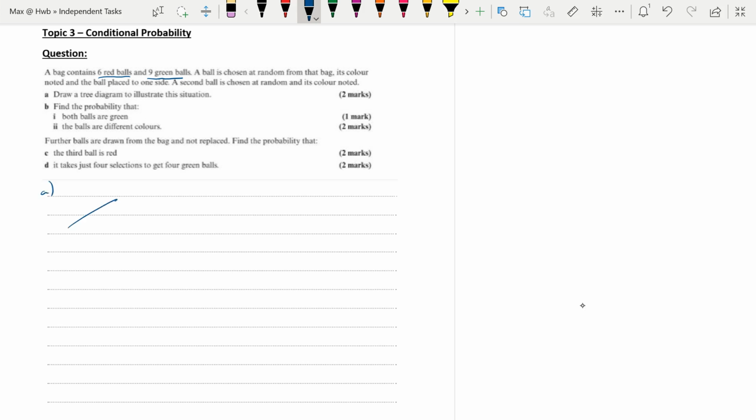I've got my first options, which are picking a red or picking a green. Then I'm going to choose another ball from there, where again my options are red or green. The first time I've got 6 out of the 15 that are red and then 9 out of the 15 that are green. Now, if I follow the top path, I take a red out, so I've got 1 less red and 1 less overall, but I still have the same amount of greens, which is 9. Whereas if I follow the bottom path, I've got the same amount of red, so I've still got 6, and I've got 1 less green. So there is my tree diagram to go with this.